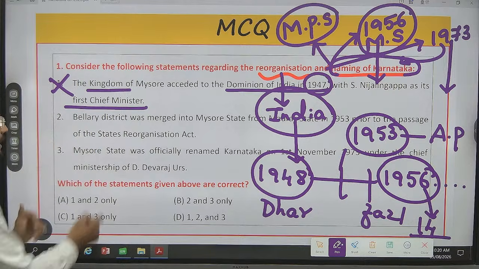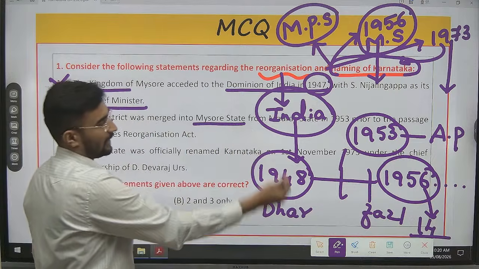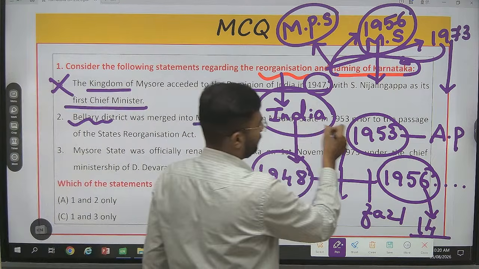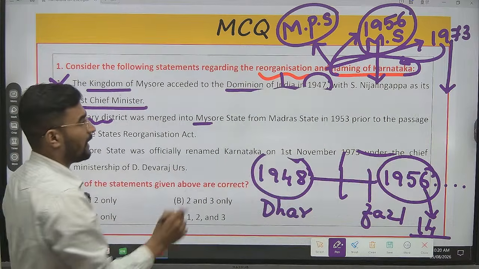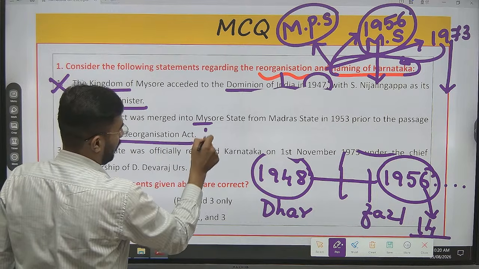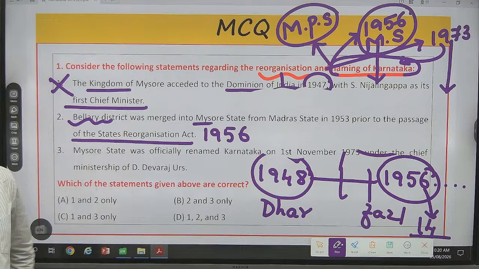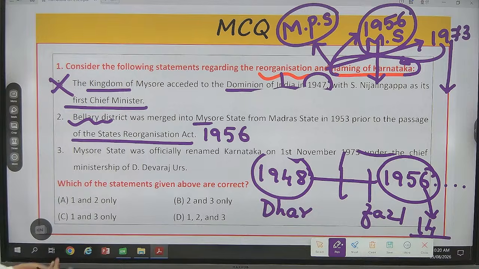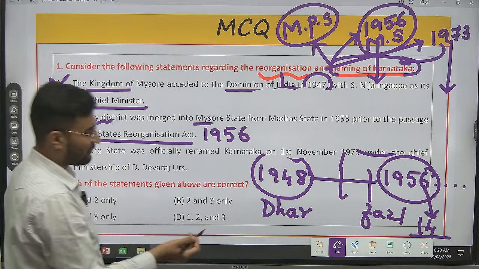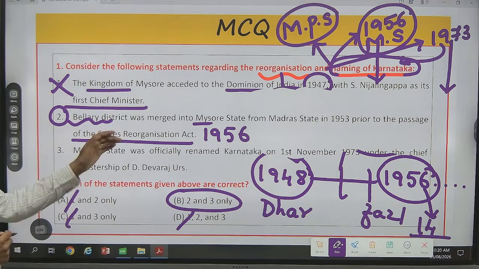And the second one: Ballari district was merged into Mysore state from Madras state in the year 1953, prior to the passage of the State Reorganization Act of which year? 1956. Is it right or wrong? Obviously right. Yes or no? Now here, because one is wrong, the answer must be 2 and 3. 2 and 3 must be correct.